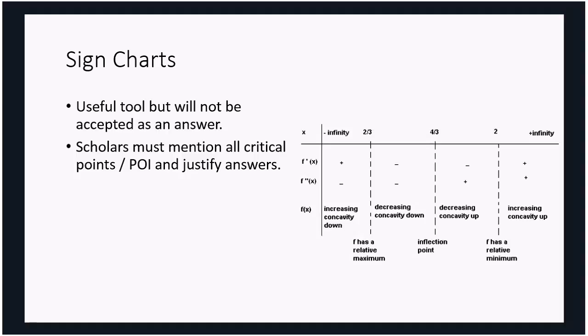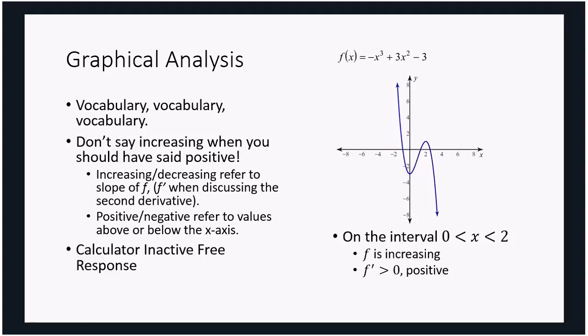Scholars must mention all critical points, and if we're talking about a second derivative, all points of inflection. And they need to make sure that when they talk about a point of inflection, it's either a potential point of inflection or they have the justification to qualify that point to be a point of inflection, which requires a sign change. However, sign changes are not good enough justification.